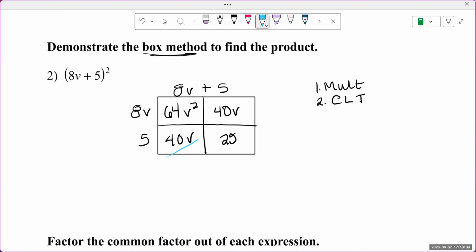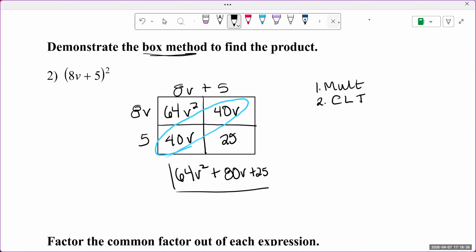Now we're looking for like terms. Notice the exponent on the v's is the same. So we have 64v squared, 40 v's and 40 v's make 80 v's, plus 25. And that is all of the like terms.